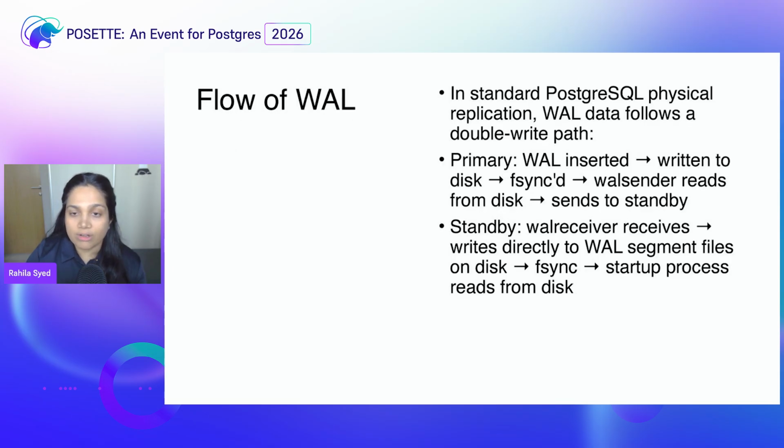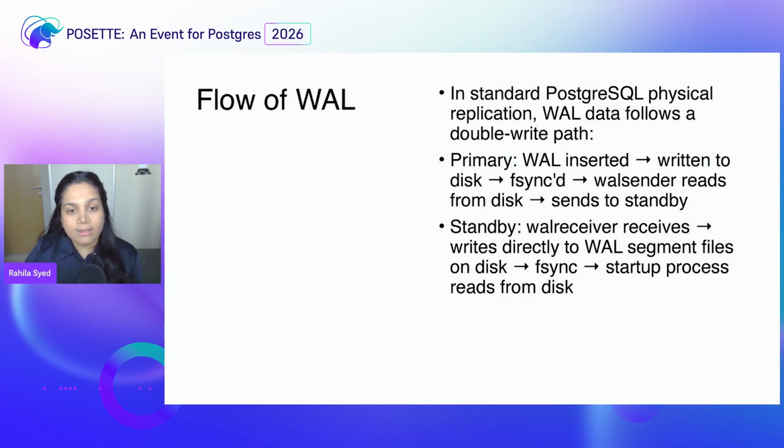Let us move on to look at the flow of WAL files in physical replication. There is a primary server where your data changes are made, like inserts, updates, or deletes. These changes are logged in the form of WAL records. This results in WAL getting inserted first into WAL buffers, then written to disk, and finally flushed to disk and then sent to the standby.